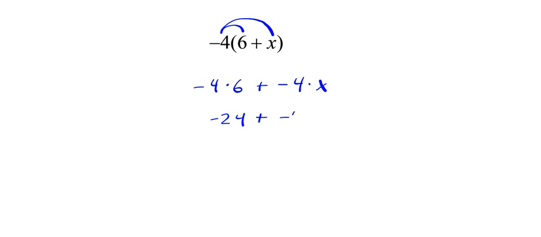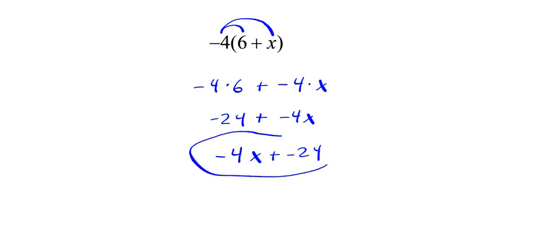and we have negative 4x. And that's our final answer. A lot of times in your book you'll see it written negative 4x plus negative 24. We'll pull that variable on the front. And this is done. This is our final answer.